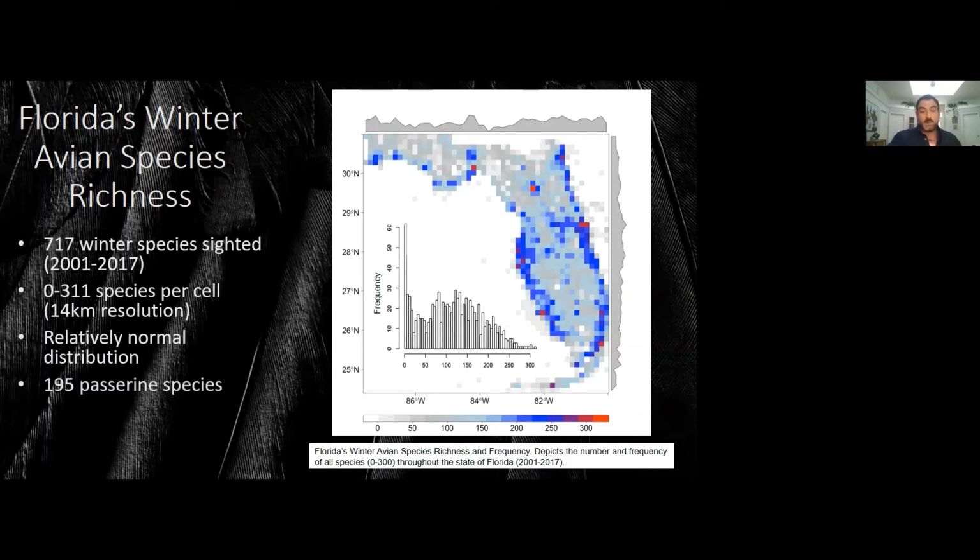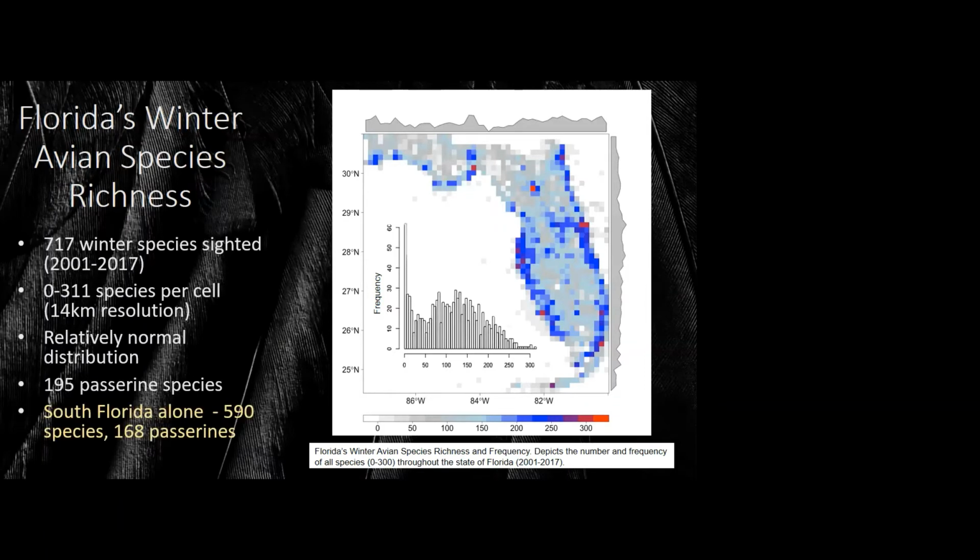Of those species, 195 were passerines, or perching birds and songbirds. And in South Florida alone, and this is kind of incredible, of those 717 winter species, 590 can be found in South Florida alone, and 168 of those are passerines.